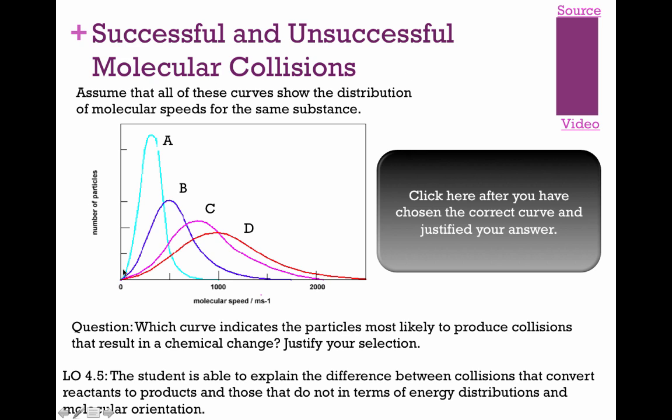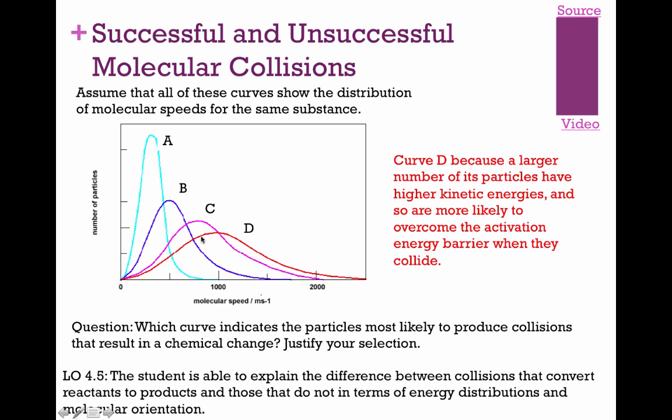So in this case of this question, it says, which curve indicates the particles most likely to produce collisions that result in a chemical change? So in order to have collisions, we need lots of speed, right? They need to be colliding frequently. And so we want to pick the one of these peaks that has most of its molecules moving fastest. So which of these peaks has molecules moving the fastest? And that's going to be peak D.